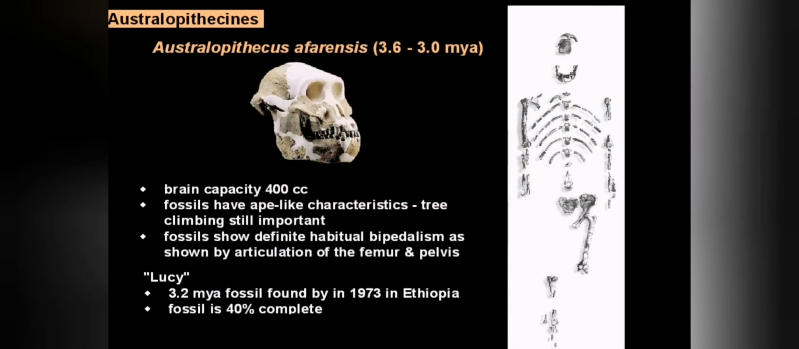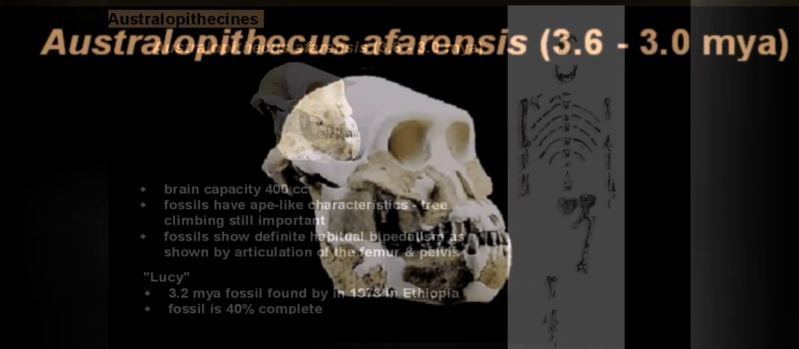This skull is of an Australopithecus afarensis. Now the brain capacity is only about 400 cc, which is pretty small, much more ape-like than it is human-like. The skeleton on the right is of Lucy. Now this is a fossil that is reckoned to be about 3.2 million years old, and it was found in 1973 in Ethiopia. Only bits and pieces of the skeleton were found, not the entire skeleton.